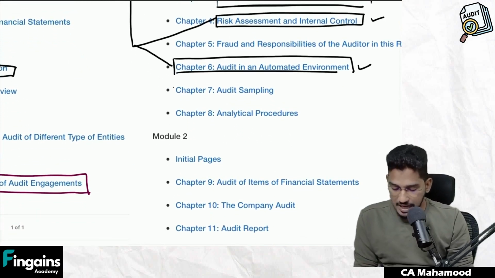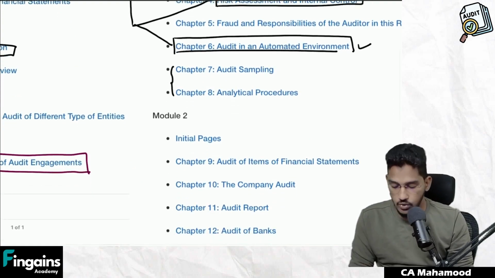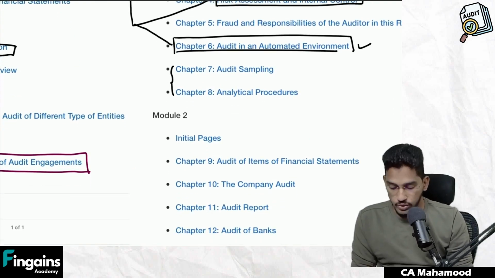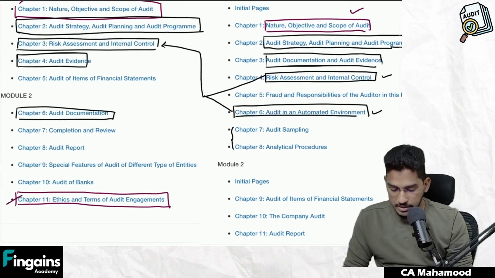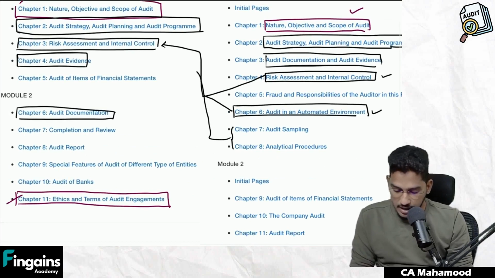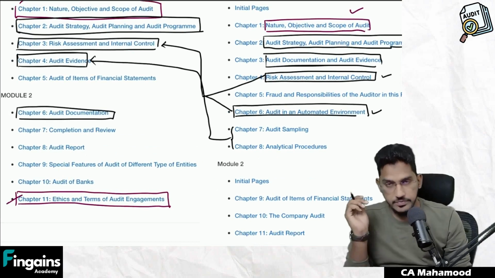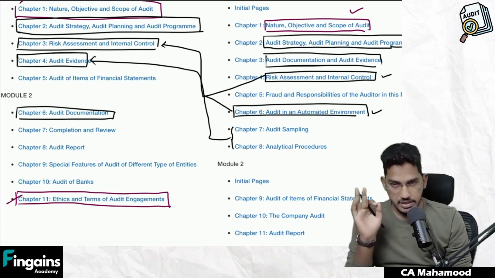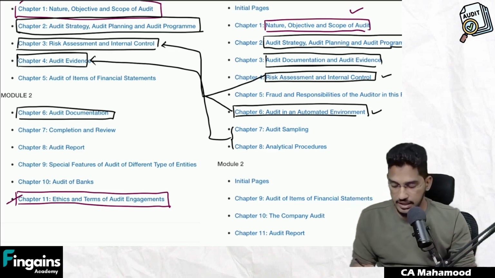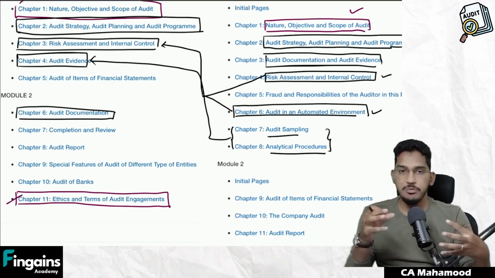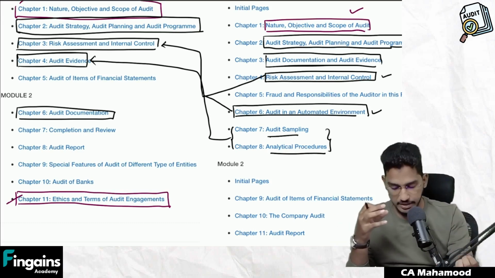Talking about audit sampling and analytical procedures, under the old scheme we used to have two different chapters, audit sampling and analytical procedures. Now both the chapters are clubbed into audit evidence. In the audit evidence chapter itself, they have included the content of audit sampling and the content of analytical procedures. Both have been clubbed into the chapter audit evidence.